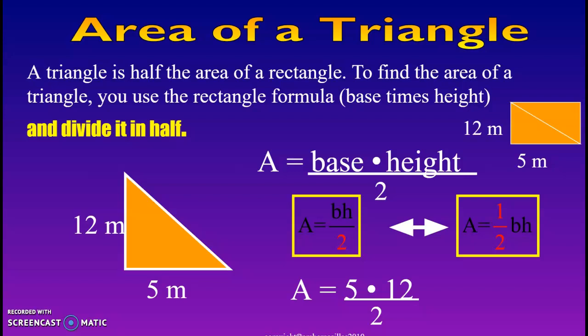All right, well, the area of this triangle is going to be 30. 5 times 12 is 60, and 60 divided by 2 will give you 30. So the area for this triangle is 30 meters squared, or 30 square meters. Remember, when talking about area, you use square units. Always use square units.